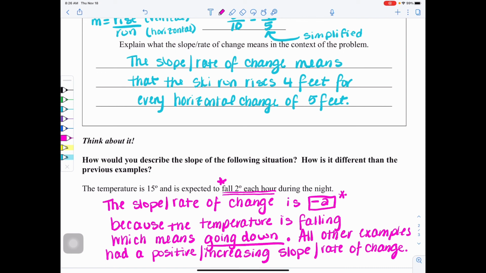So be careful when you're reading these descriptions, that when you're explaining them, you're really slowing down and looking for those key words. Is the slope or rate of change a positive number? Is it describing an increase? Or is it a negative number? There are a few situations out there where you may have to include a negative as part of your slope based on the real life problem that you're trying to describe. And that concludes our lesson on slope in the real world.